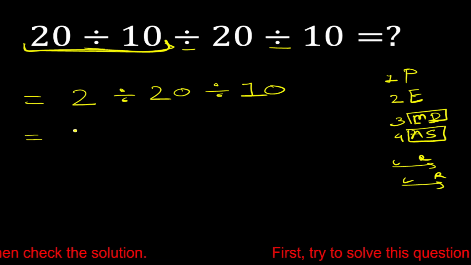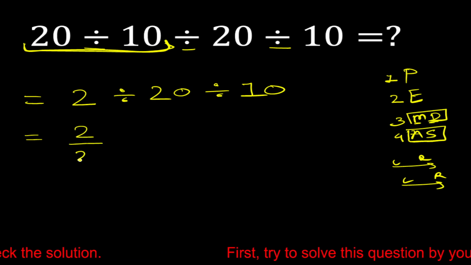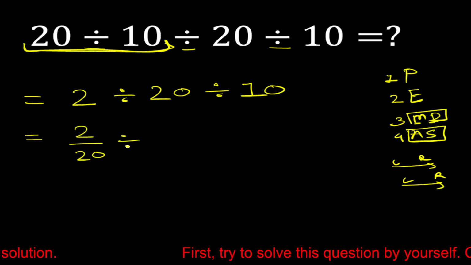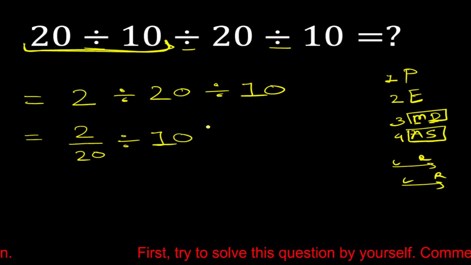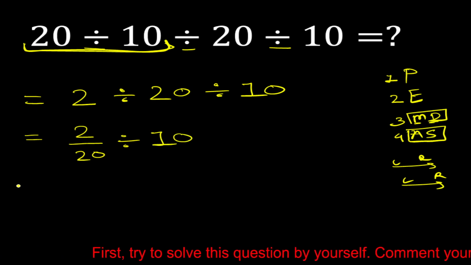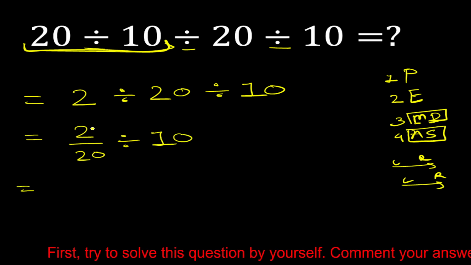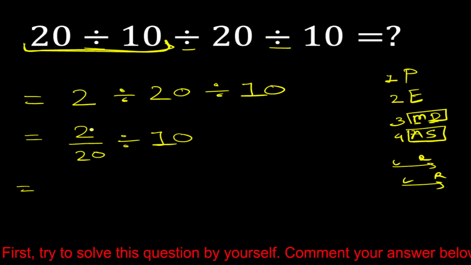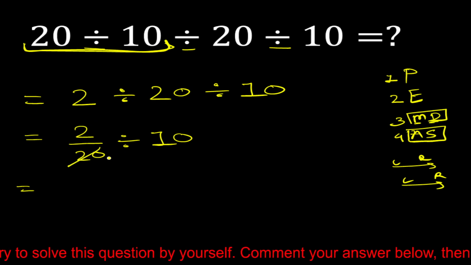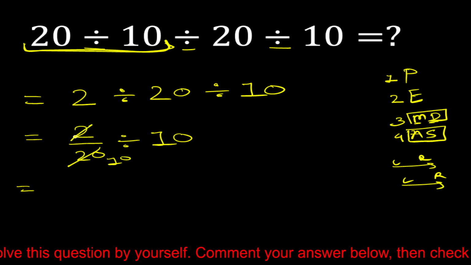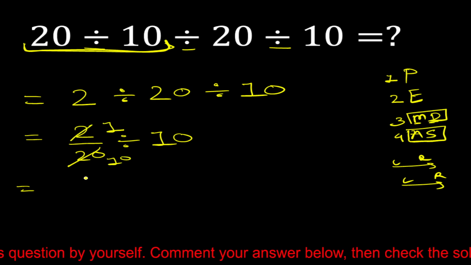Now 2 divided by 20 is equal to 2 upon 20, divided by 10 is equal to, now 20 divided by 2 is equal to 10 and 2 divided by 2 is equal to 1.